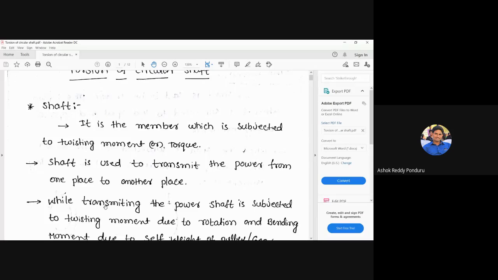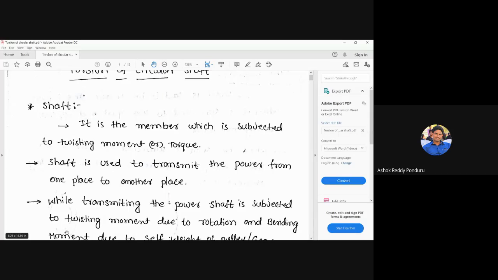The member may be a bar or beam or shaft or frame or column or truss, whatever it may be. First we have to identify the member. How to identify the member? What I said earlier: the member we call a shaft, a beam, or a bar only depends upon the direction of load. What kind of load is acting on the member? That is very important.